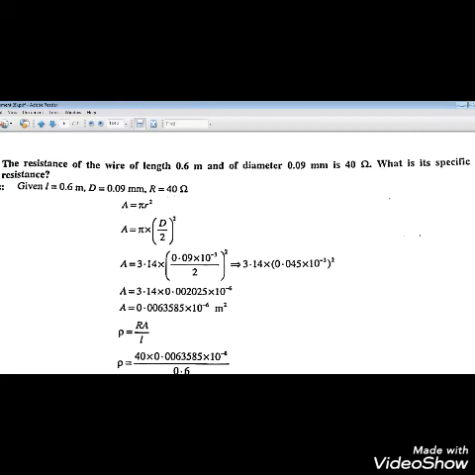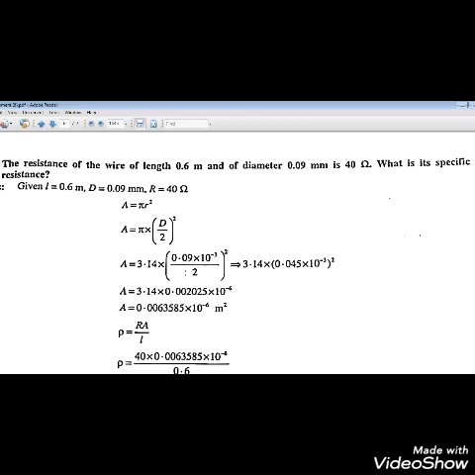Then according to the area, A is equal to pi r square. Here they have not given a radius. Instead of giving a radius, they have given a diameter. Then we can write that in terms of diameter, that is 2r is equal to D. Using that relation, we can write r is equal to D divided by 2, whole square. Then substitute the values: pi is 3.14 and D is 0.09 millimeter, that is 10 to the power of minus 3 meter, divided by 2 whole square. And make the simplification.